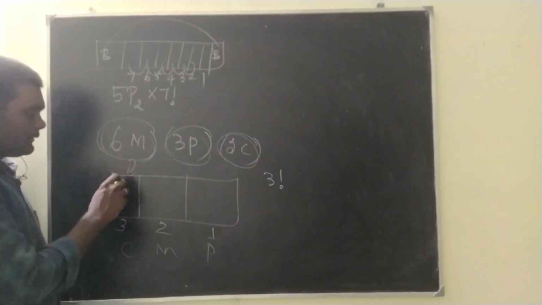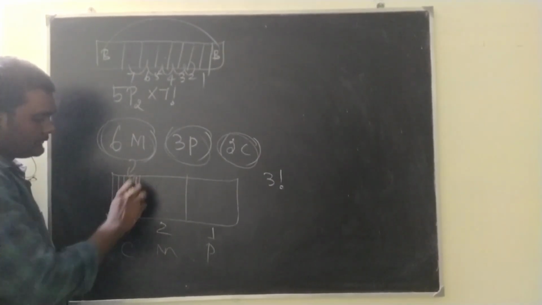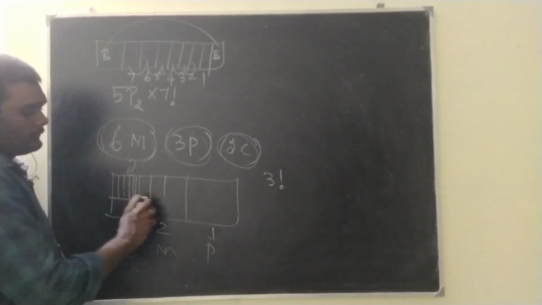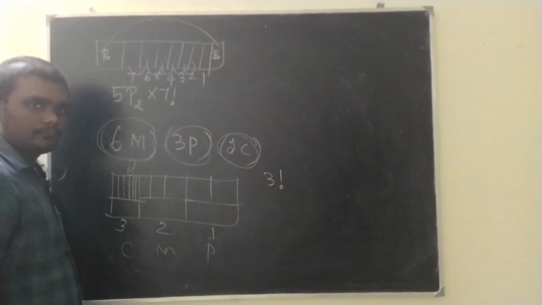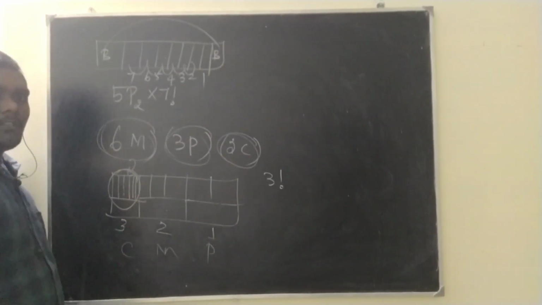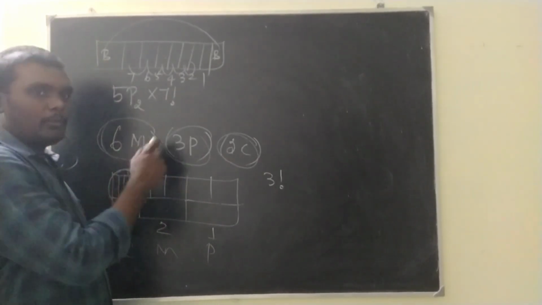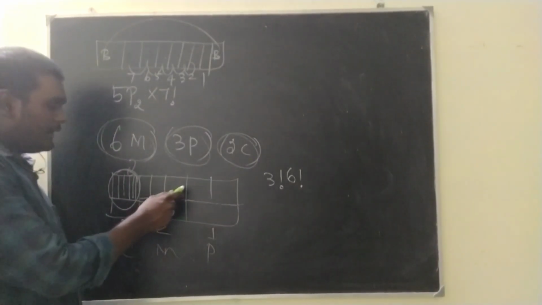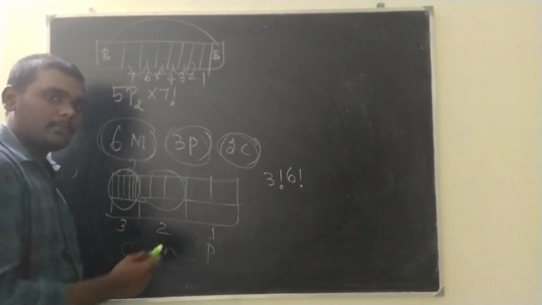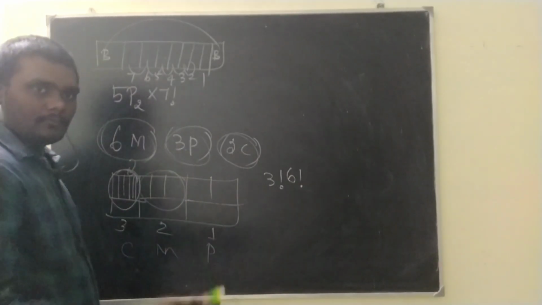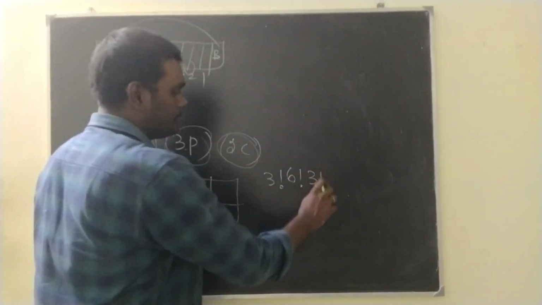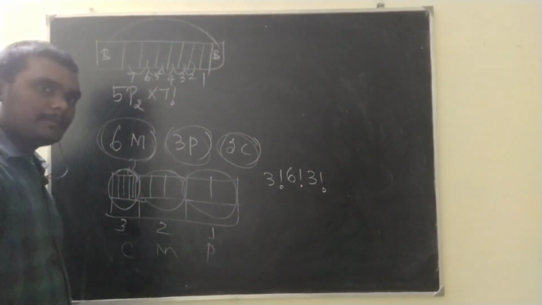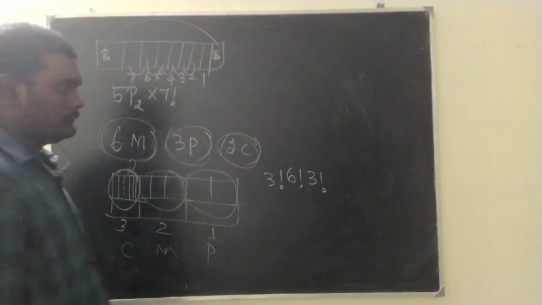So the first box is 6, second box is 3, this one 2. Inside this, how many ways of arrangement possible? 6 books, so 6 factorial. And inside this, how many ways of arrangement possible? There are 3 books. So 3 factorial. Now inside this, how many ways of arrangement possible? 2. So 2 factorial.